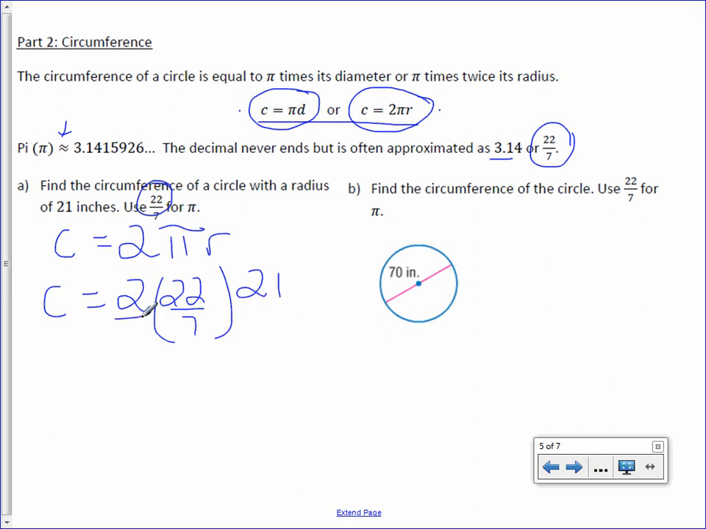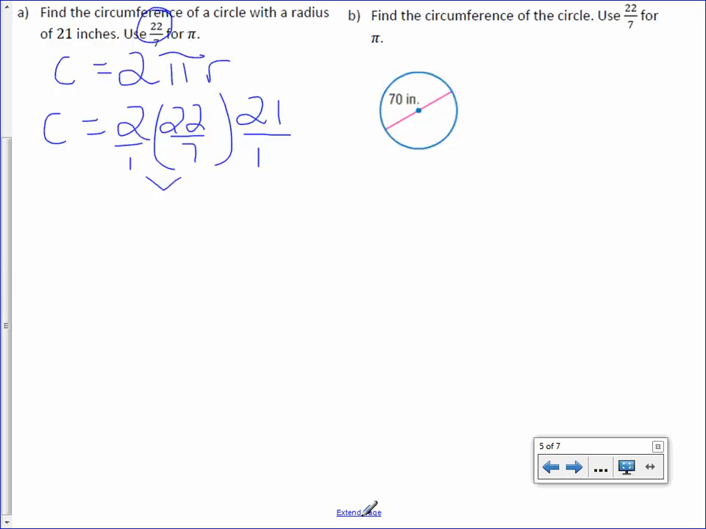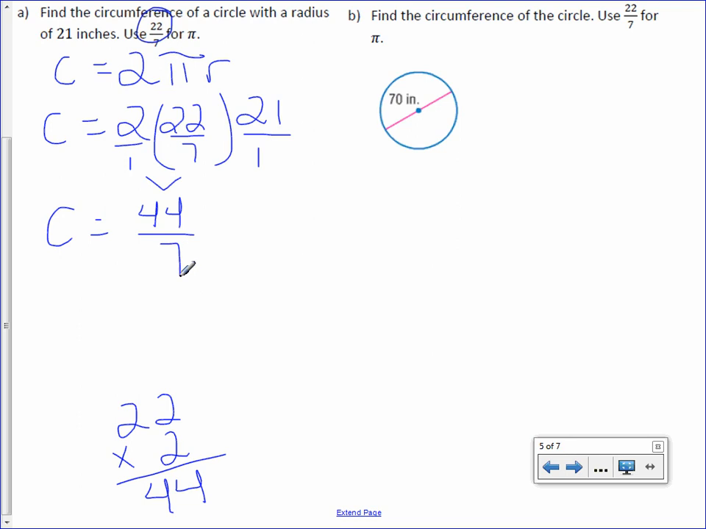What you're going to do here, let's put these all over 1. You're going to multiply. So let's look at the first two and multiply those together. 22 times 2, which you probably could do in your head, is 44. So C equals 44 over 1 times 7 is 7. And then bring down your 21 over 1. Now let's do that multiplication.